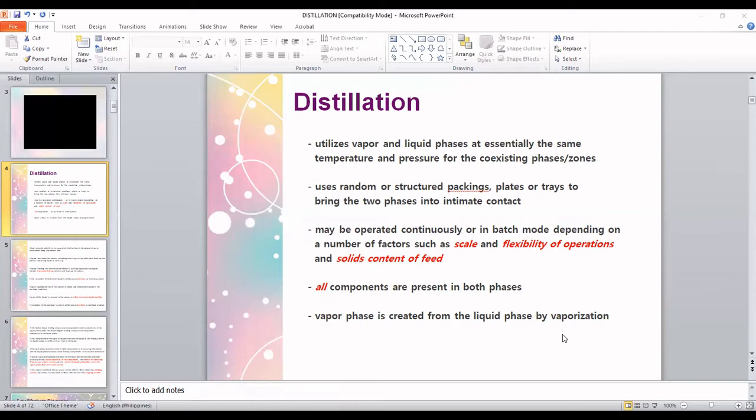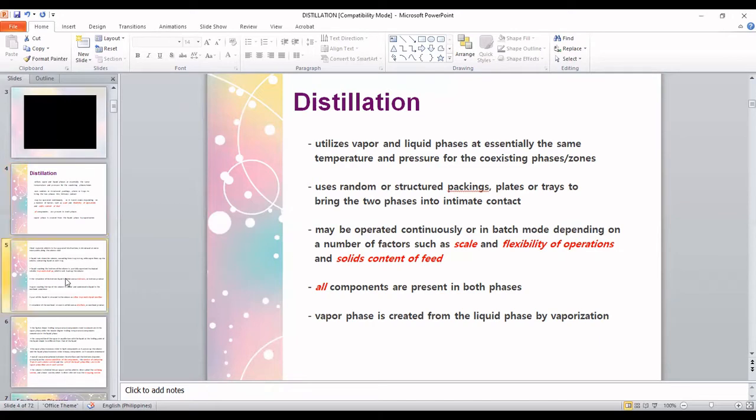Now, all components in our original feed that is processed by our column are present in both phases that are being contacted, that is, the liquid and the vapor phases. And the vapor phase is created from the liquid phase by the process of vaporization. As I have mentioned, initially we don't have the vapor phase. We only have the feed. But from that feed, we produce both the vapor and the liquid phases.